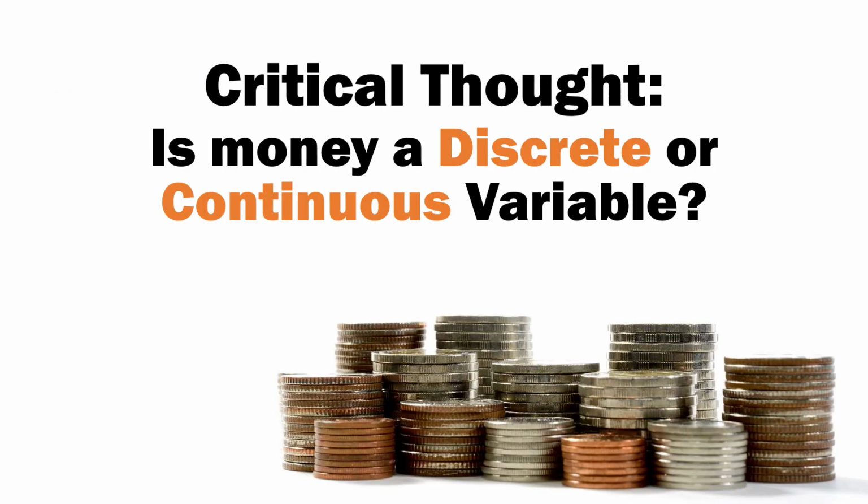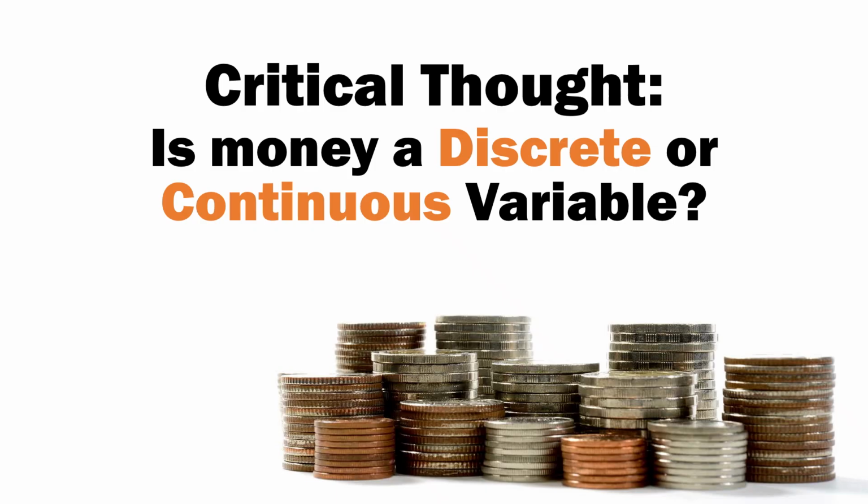And here's a fun critical thinking question. Is money continuous or is it discrete? So at first glance, you might think, well, it's continuous because you can have decimal places like $10.50. It looks like you can split it into endlessly smaller pieces. But there is sort of a twist. In real life, money is discrete. Why? Because it comes in fixed units.